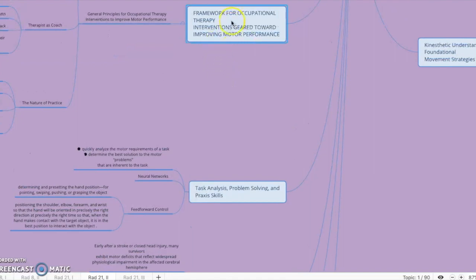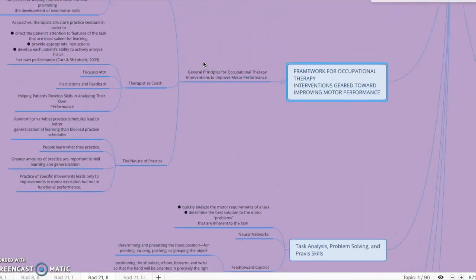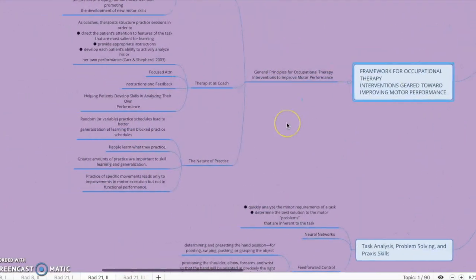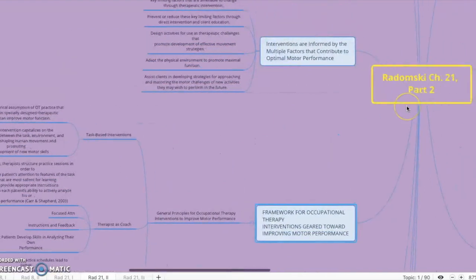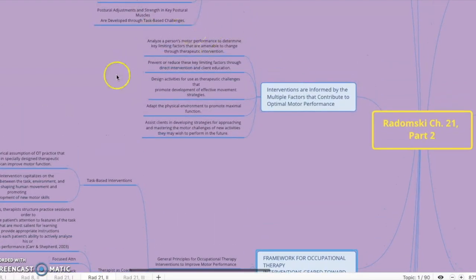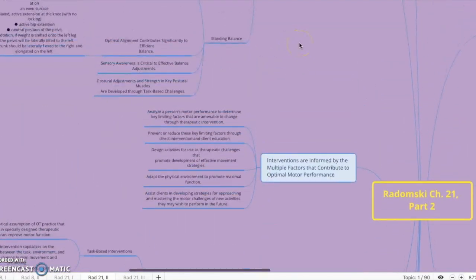Up here we have the framework for occupational therapy, which has interventions geared toward improving motor performance, and you can see them over in this area. And as we move over here, we see interventions are informed by multiple factors that contribute to optimal motor performance. And here are some of those factors.